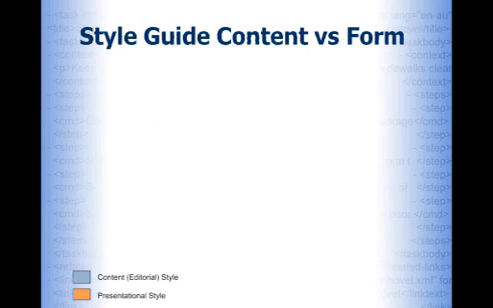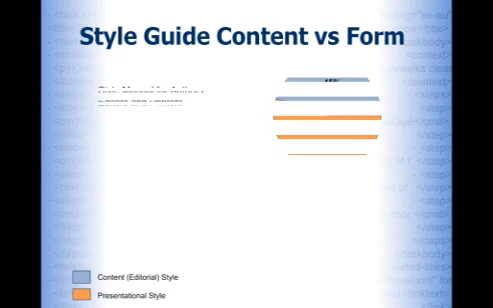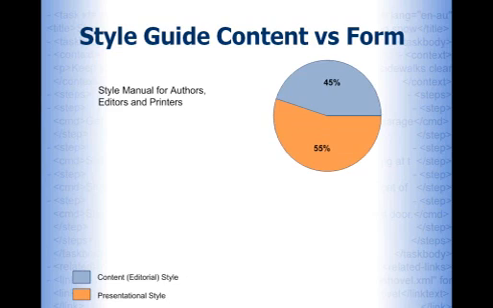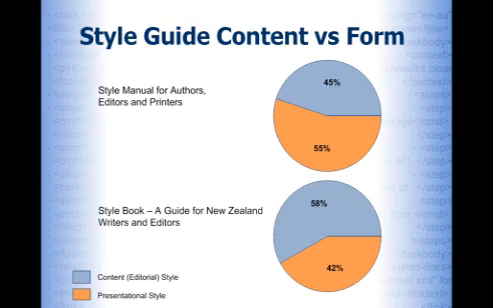And just to illustrate that, we're talking about the separation of content and style here. Got a diagram here that shows the AGPS style manual, that's its official name, the style manual for authors, editors and printers, is made up of the orangey colour is presentational style, so it's about 55% covers presentational style and only 45% contains content information. So there's still good content information there. I'm not saying it's all about presentational style, but the focus is on presentational style, not writing style.